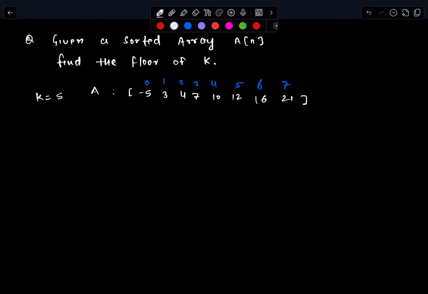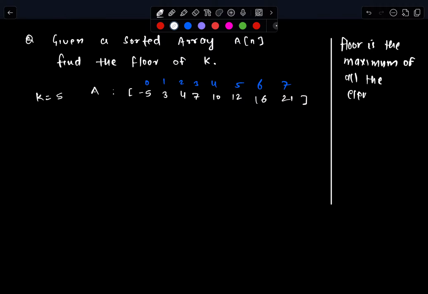Okay. So the question is, given a sorted array, find the floor of the K. So what is floor? Floor is the maximum of all the elements which are less than K. Okay. So just focus on this word, maximum of all the elements less than K.